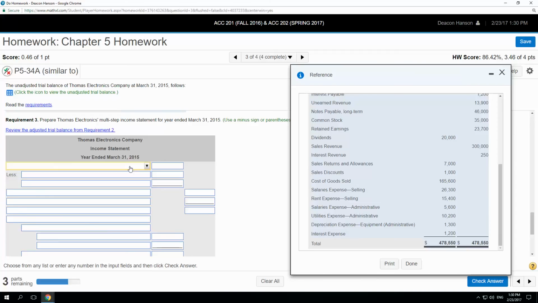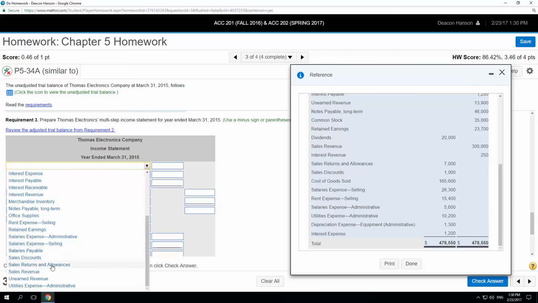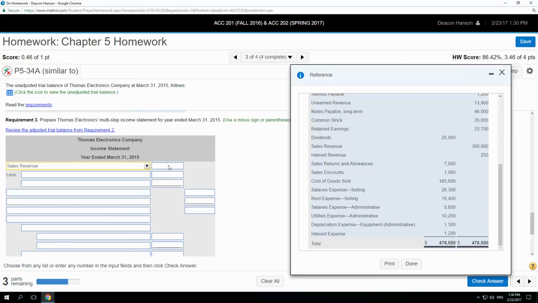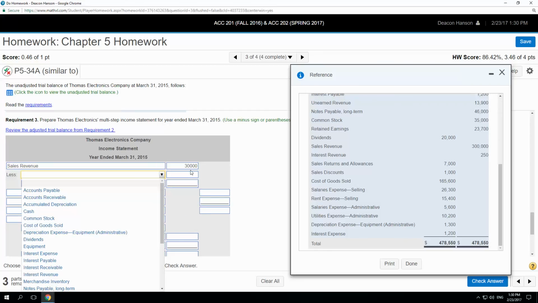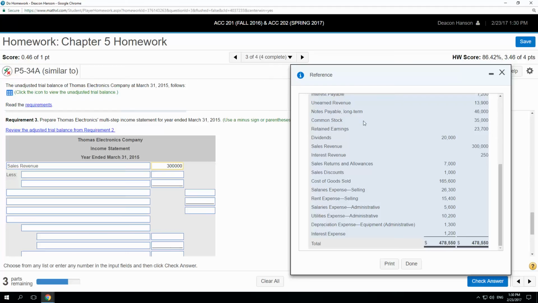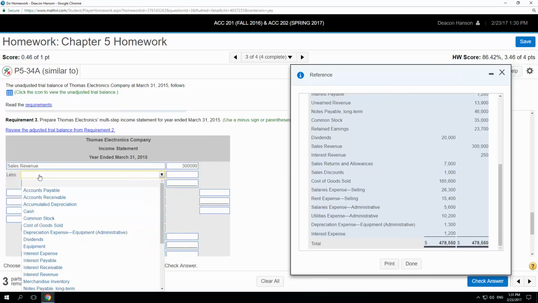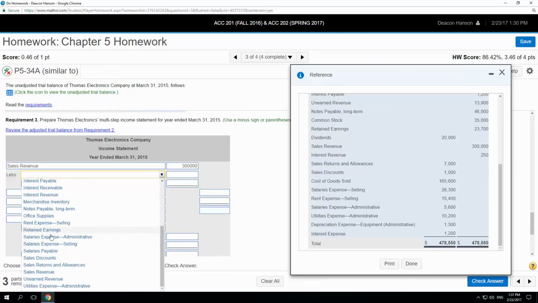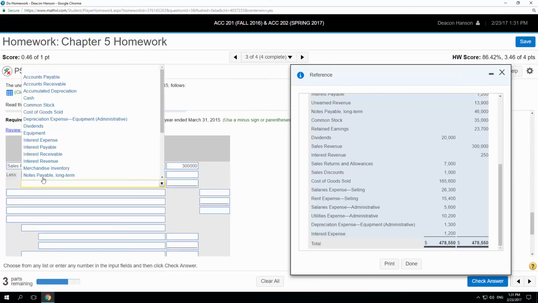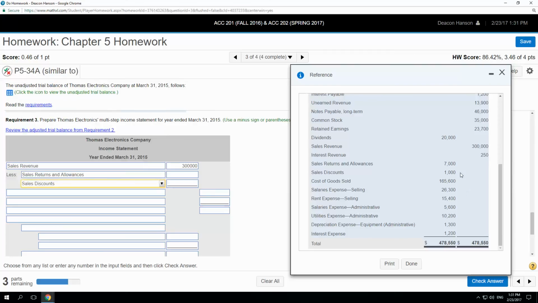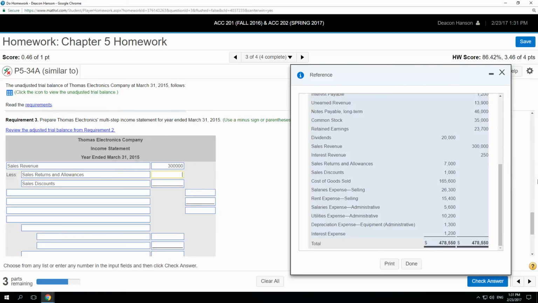So I'm going to put my sales revenue in first. And my sales revenue is 300,000. This looks like a multi-step income statement. So what we're going to do is subtract any sales returns and allowances and any sales discounts. So that's what this less is for here. We'll go less sales returns and allowances and less sales discounts. Okay? And we'll get those two. What are they? 7,000 and 1,000.